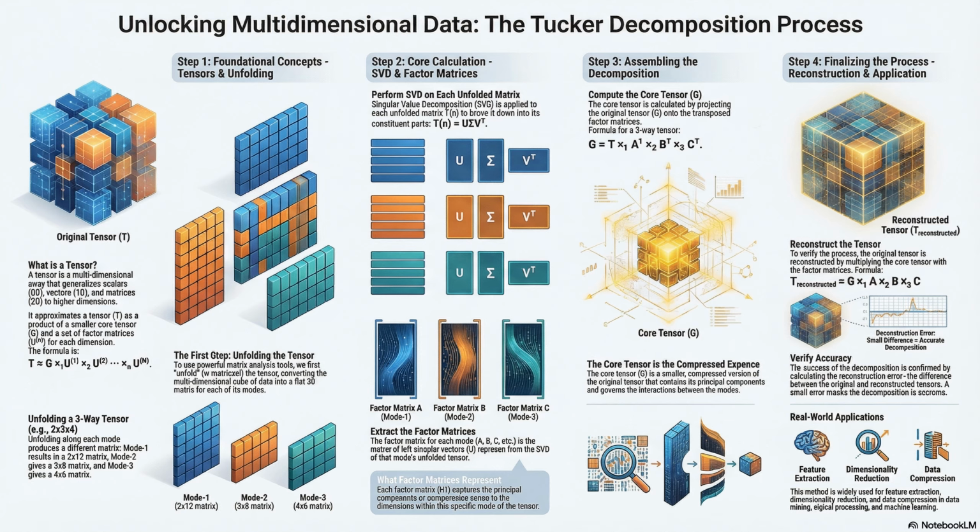Now for step 5, computing the core tensor G. This is the moment of synthesis where all the modes are compressed at the same time. Right. And G is obtained by projecting the original tensor T onto the transposes of all the vector matrices. So G equals T, mode 1 product A transpose, mode 2 product B transpose, and so on. So we're effectively rotating the tensor T into this new compressed coordinate system defined by A, B, and C.